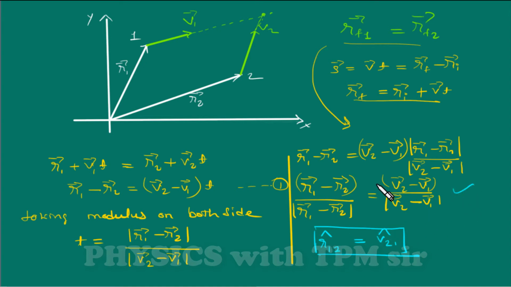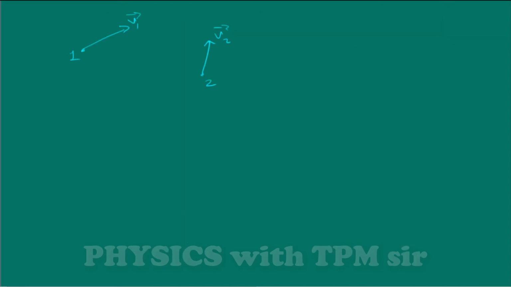But this term has some great significance, and if we solve this question by the relative velocity approach, the relative motion approach, then you will understand the significance of this. Let me explain. Suppose there are these two particles, with velocities v1 and v2, and they are moving. Tell me one thing.